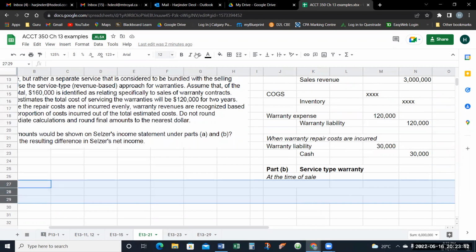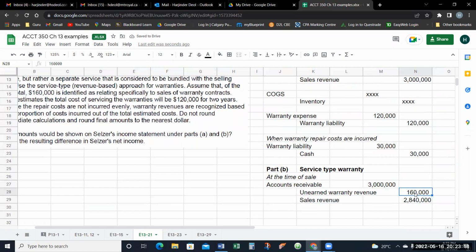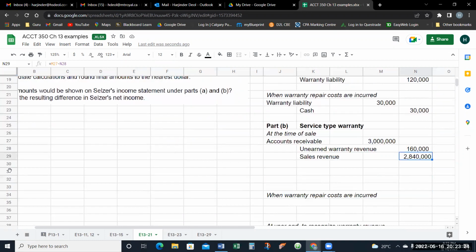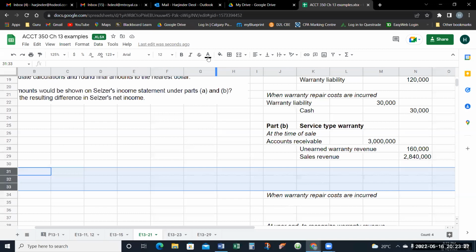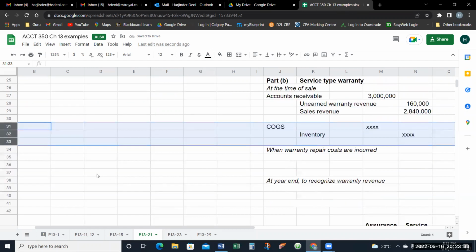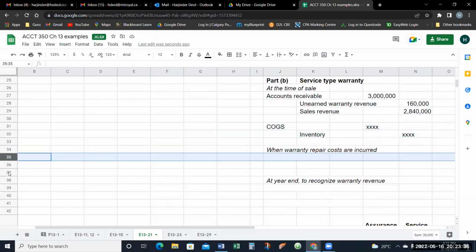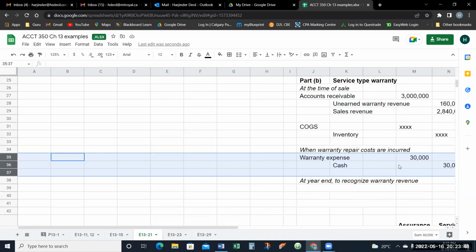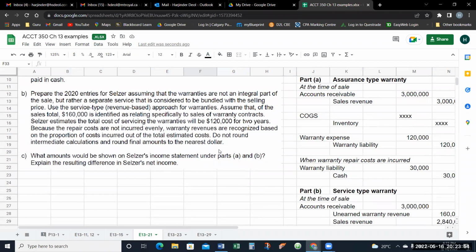So at the time of sale, you're going to debit accounts receivable for the $3 million, credit unearned warranty revenue for $160,000, and then credit sales revenue for the difference. If you had any cost of goods sold information, you would record that as well. Subsequently, during the year, we incurred $30,000 of costs to service the items under warranty. You want to debit the expense and credit cash. Now, at the end of the year, the company is going to recognize warranty revenue. Now, how much revenue should it record?